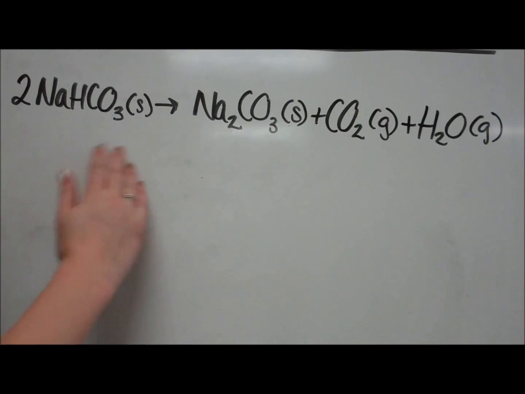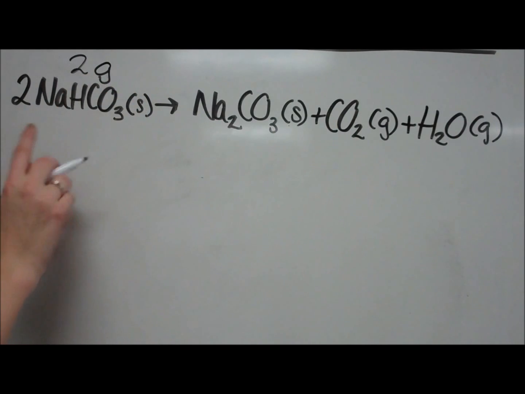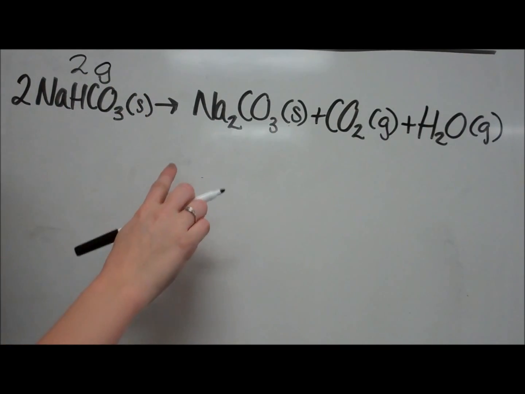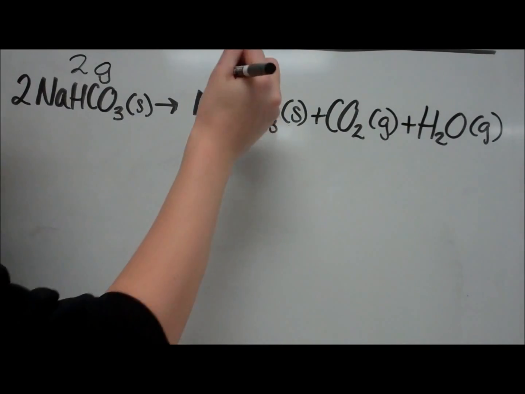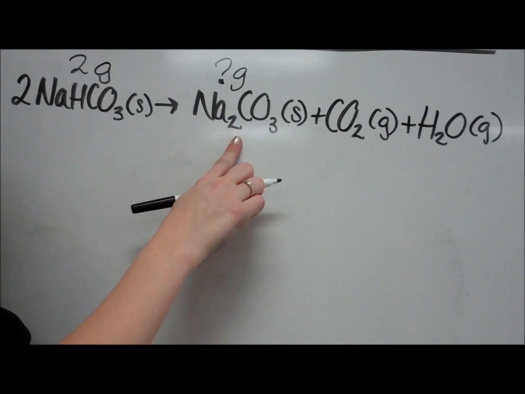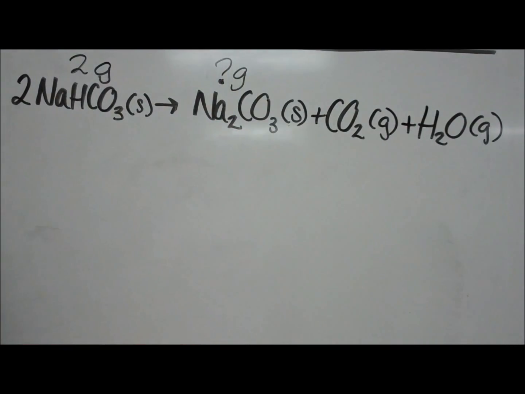So with this problem, we're given this equation, and they're telling us that we're starting with 2 grams of sodium hydrogen carbonate, and they want to know if this reaction happens, how many grams of sodium carbonate are formed. So we can solve this problem using stoichiometry and using those mole maps you just wrote down.